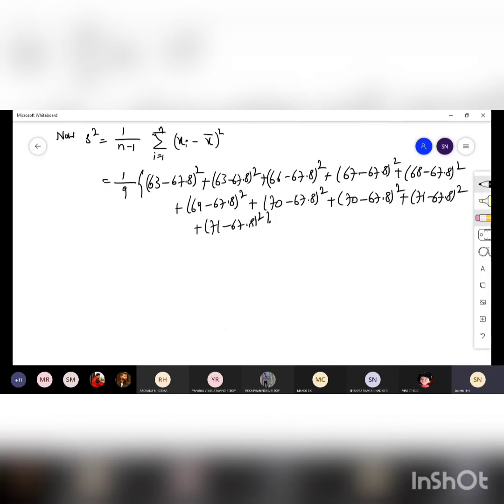Okay, now, so what you got? Anybody calculated this? One by 9 into that bracket, if you are substituting that to the calculator, so you will get as, yes, what you got? Anyone? Anybody? Please tell me the solution. What you got if you are substituting these values to the calculator? Anyone?